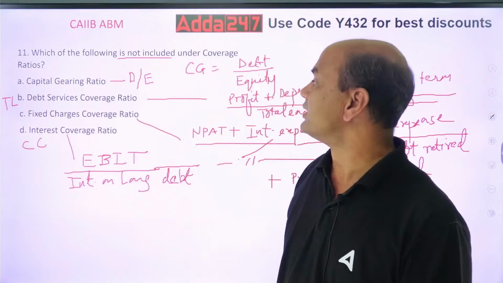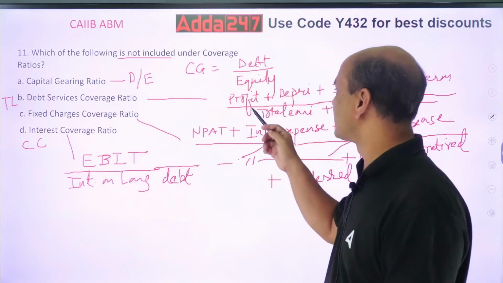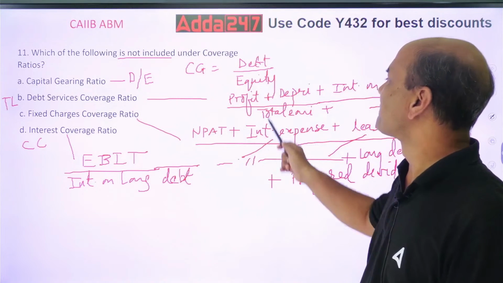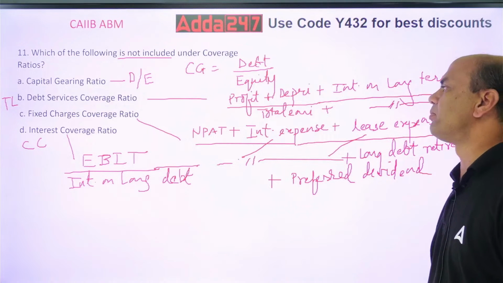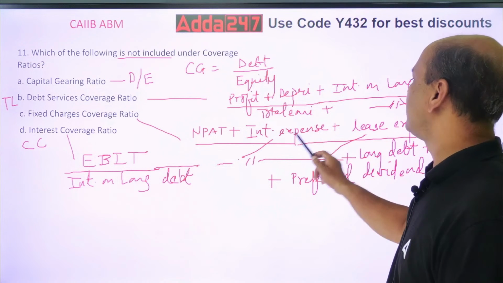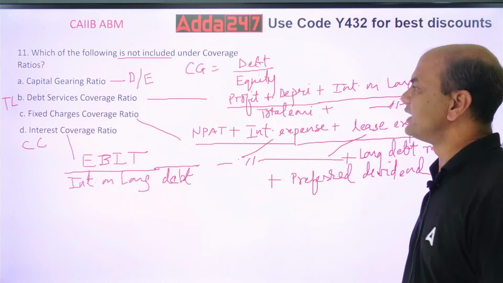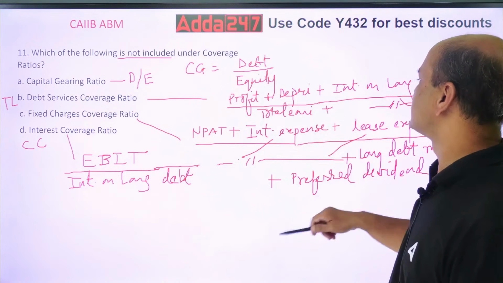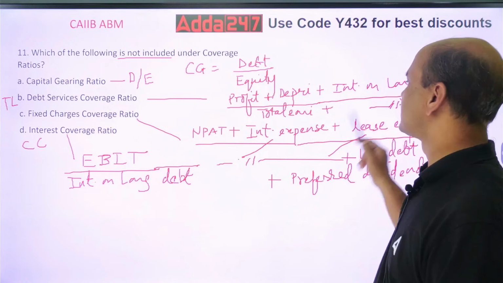Next is debt service coverage ratio. This I have already told you, but look at the formula. Profit plus depreciation plus interest on long-term loan upon total EMI plus interest on long-term loan. So that is taken over here. DSCR means profit plus depreciation plus interest on long-term loan upon total EMI plus interest on long-term loan, right?